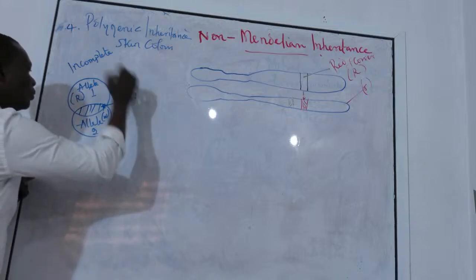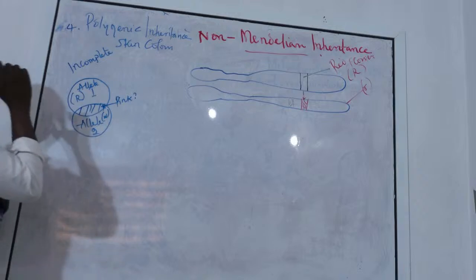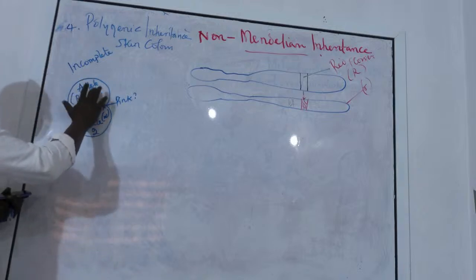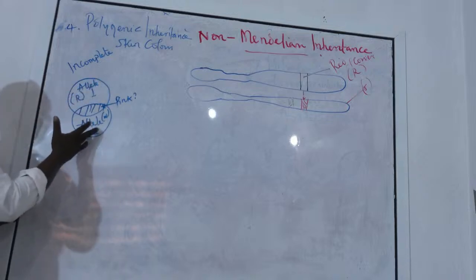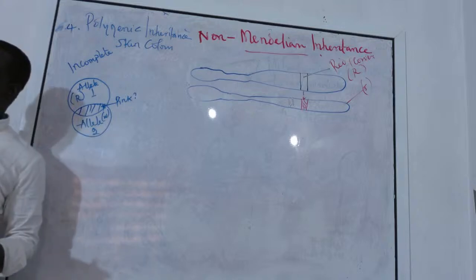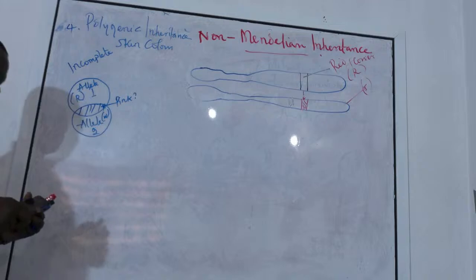So where is this one actually coming from? That is incomplete dominance. That's a place whereby you have set A and B, allele A and B, with a point of intersection of a different color. So that is an incomplete dominance.